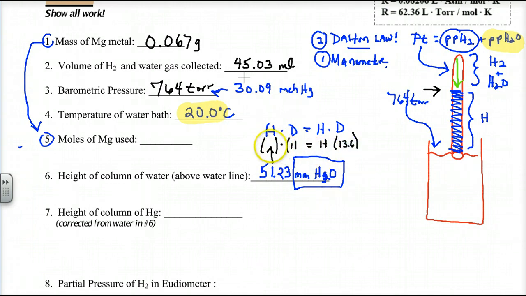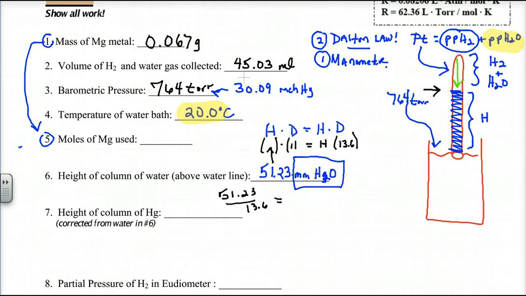So essentially, solving for this unknown h, we're dividing by 13.6. We're going to make this height 13.6 times smaller. Why? Because mercury is so much heavier. It takes 13.6 times less height to get its equivalent in pressure and support that liquid.